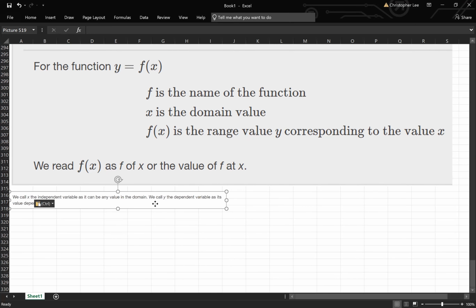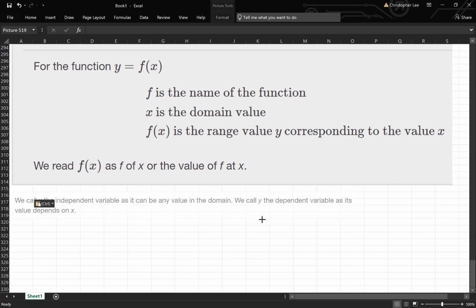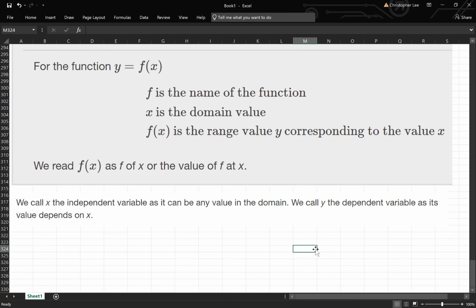Another thing to note, this is for all those going on to Math 30. We call x the independent variable, as it can be any value in the domain, and we call y the dependent variable, as its value depends on whatever x is going to be.